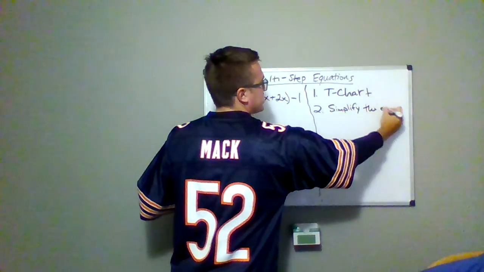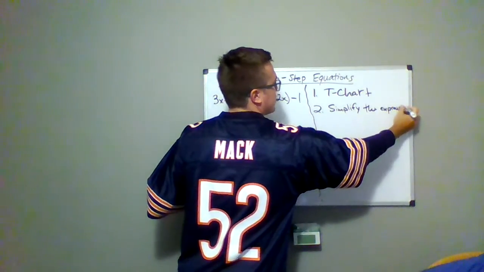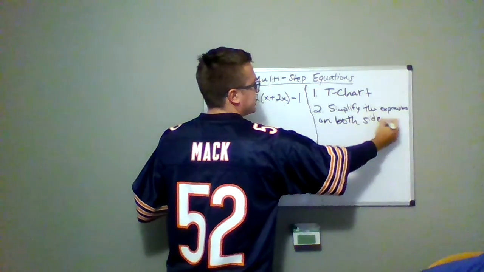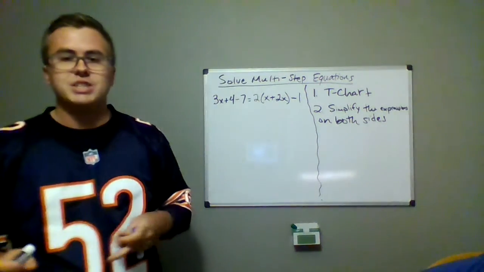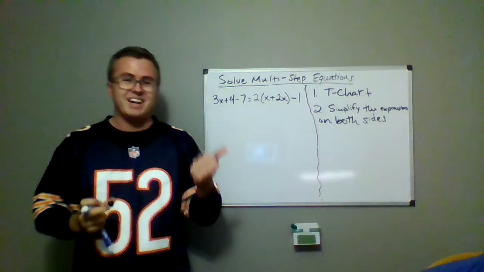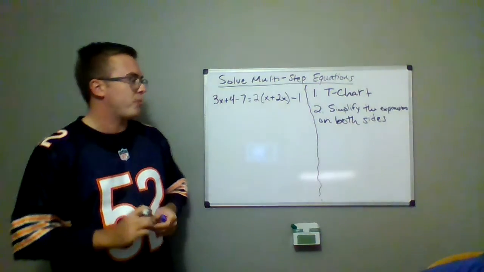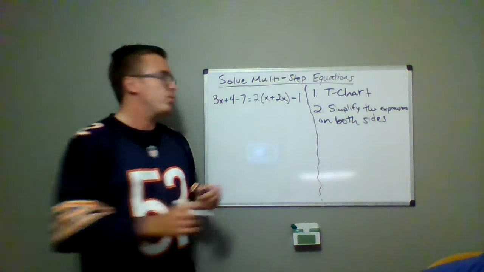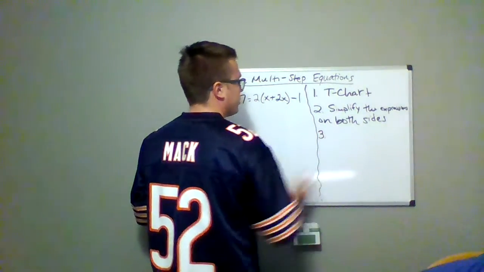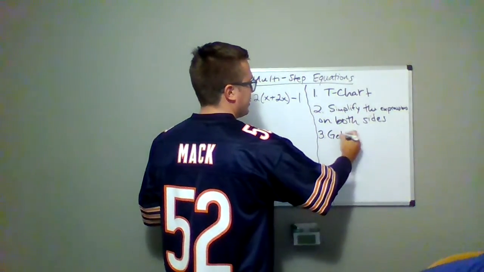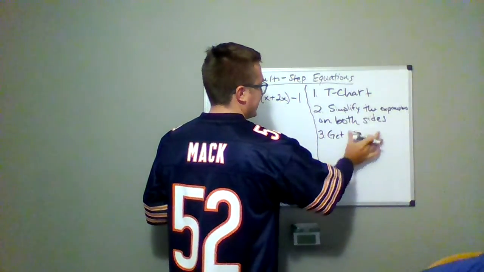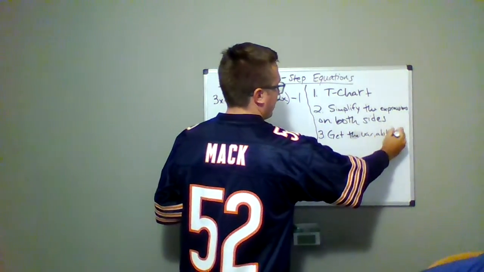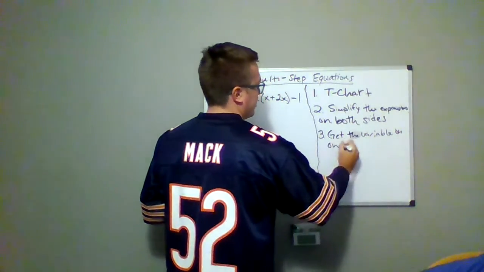the expressions on both sides. So we're going to simplify those different expressions on both sides using combining like terms and the distributive property. Once we have it fully simplified on both sides, step number 3 is going to be to get x's, or I should say get the variable on one side.